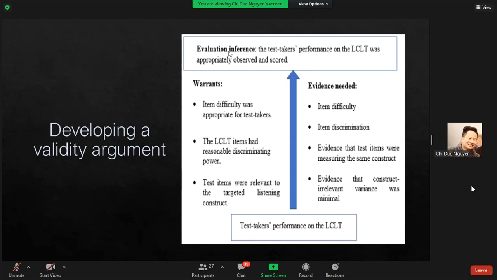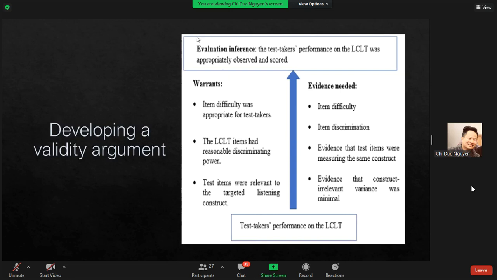The first one is going to be the claim, the test taker performance on the listening test. Here it is the listening test in VSTEP. One of my colleagues has already tried to use this model in order to validate the quality of this test. The first claim that she made is that the test taker's performance on the listening of the VSTEP test was appropriately observed and scored.